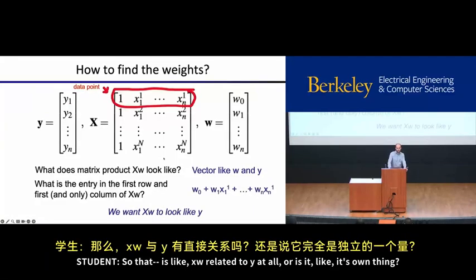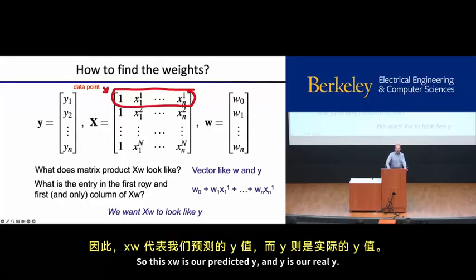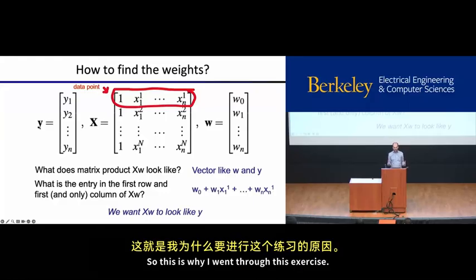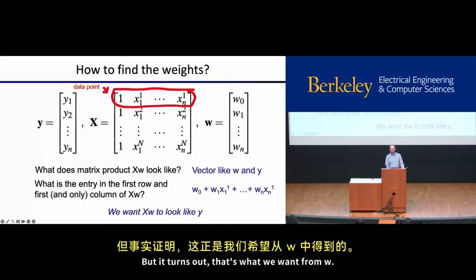Is XW related to Y at all? Is it like its own? Well, we want XW to look like Y. So this XW is our predicted Y, and Y is our real Y. So this is why I went through this exercise. I knew this was the right thing to look at, this product XW. It turns out that's what we want from W.